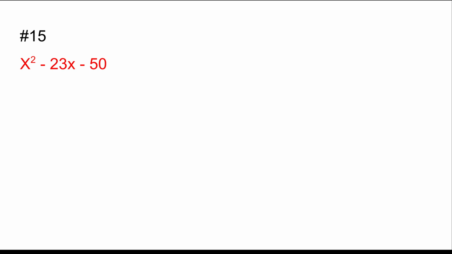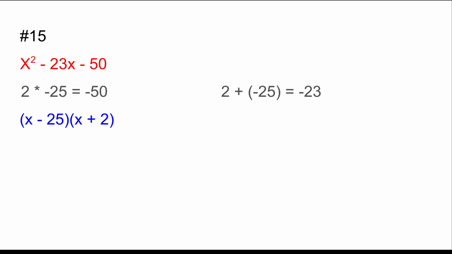Number 15, x squared minus 23x minus 50. What two numbers multiply for negative 50 that add to negative 23? 2 times negative 25 gives us negative 50. 2 plus negative 25 gives us negative 23. So our two numbers are 2 and negative 25. So our factors are x minus 25 times x plus 2.